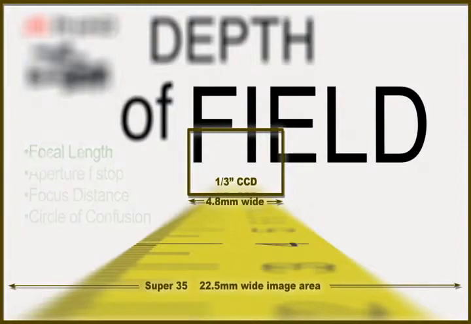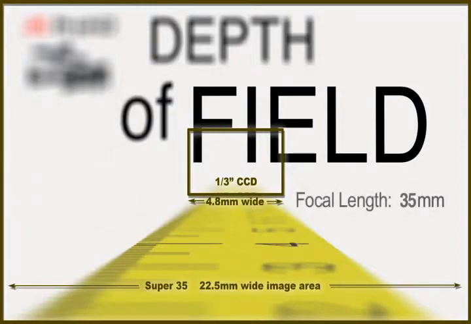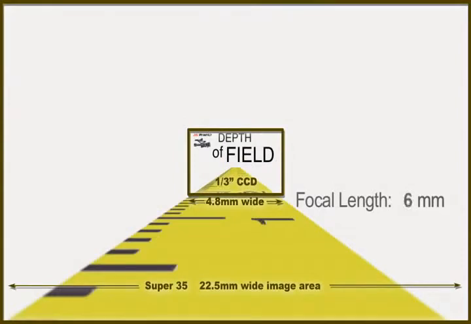I'll zoom this virtual lens out to demonstrate. Keep your eye on the small 1/3 inch frame in the center. Now, I have not moved the camera or adjusted the focus. We are still 4 feet from the word focus and 7 feet from the word depth. But our focal length is now around 6 millimeters instead of 35.